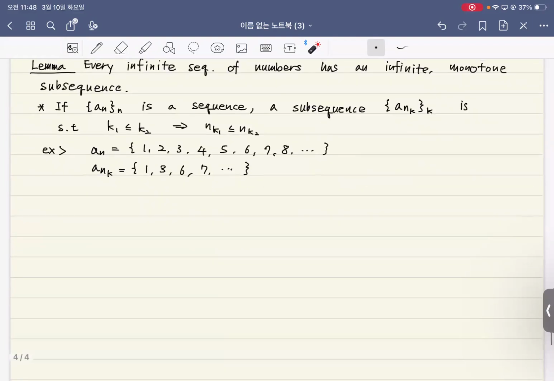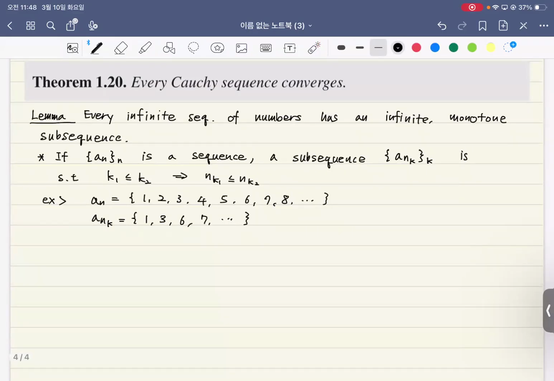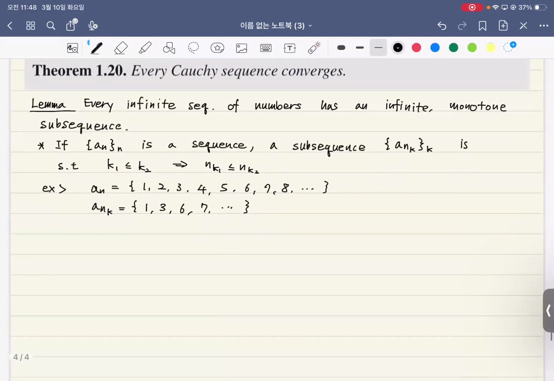Yeah, okay, that's that. Okay, now it is time to prove the theorem of 1.20. First, we want to claim that every Cauchy sequence must be bounded.